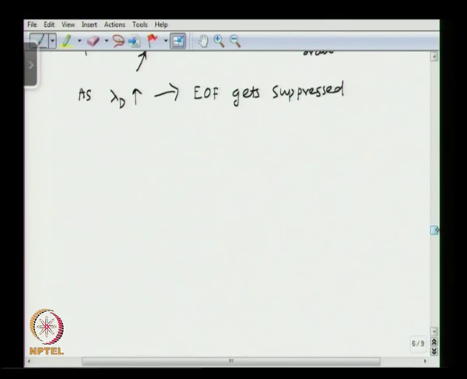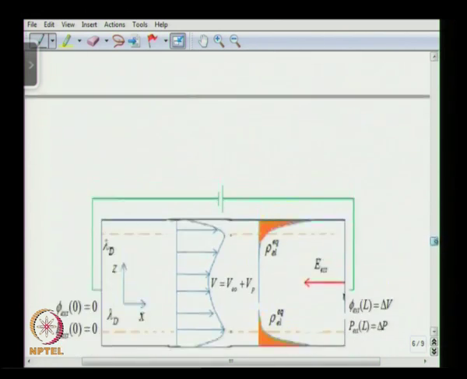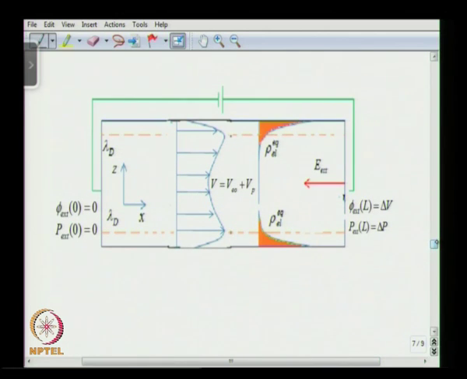So we look at pressure driven flow, we look at electroosmotic flow with back pressure. The situation we see here, this is the situation.